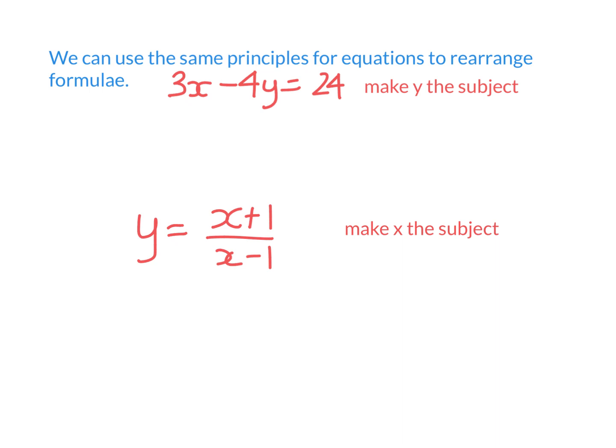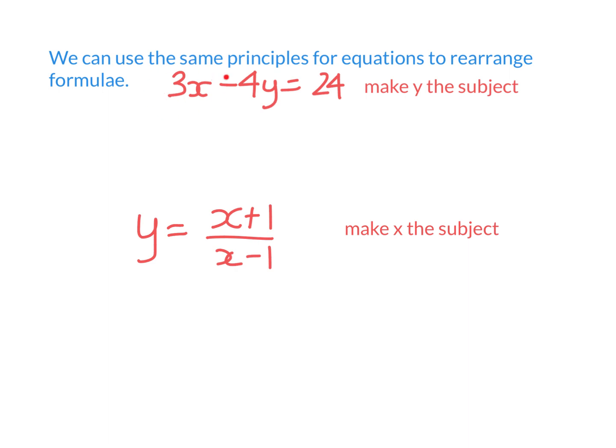So we are going to use the same principles for equations as we do for rearranging formula. So we need to be able to do ones like this: 3x minus 4y equals 24. We need to make y the subject. So to get y by itself, which is what make y the subject means, I need to undo what's been done to y in the opposite order to BIDMAS.